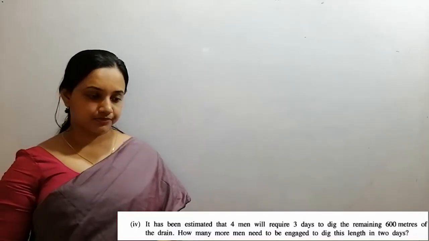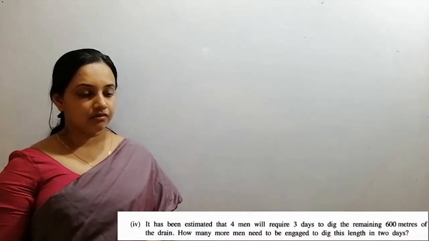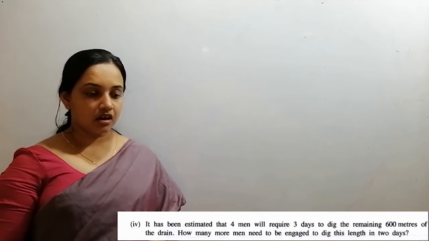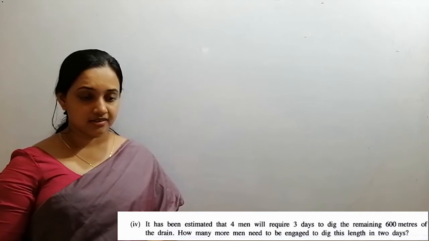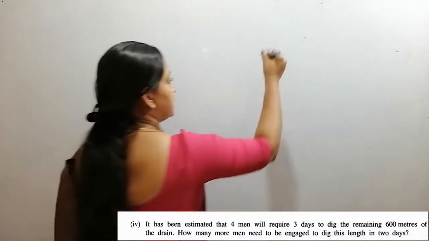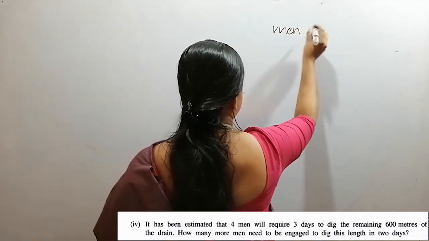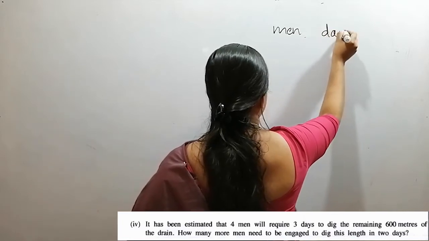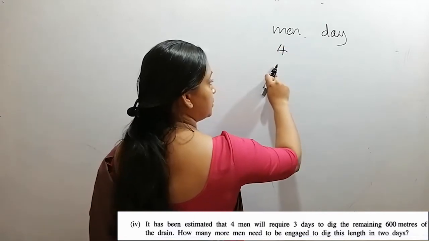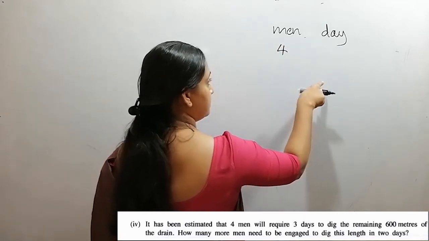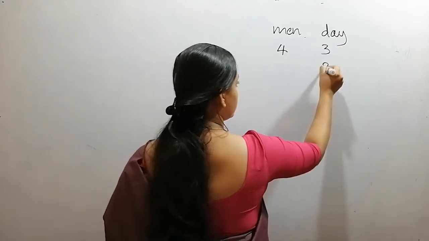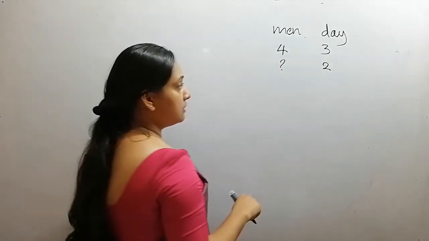Then look at part 4. It has been estimated that 4 men will require 3 days to dig the remaining 600 meters of the train. How many more men need to be engaged to dig this length in 2 days? First we have to calculate the amount of work. That means the number of men and number of days. There are 4 men. There are 4 men needed to complete the work within 3 days. Then if we need to complete the same work within 2 days, how many men will be required? That's the question.